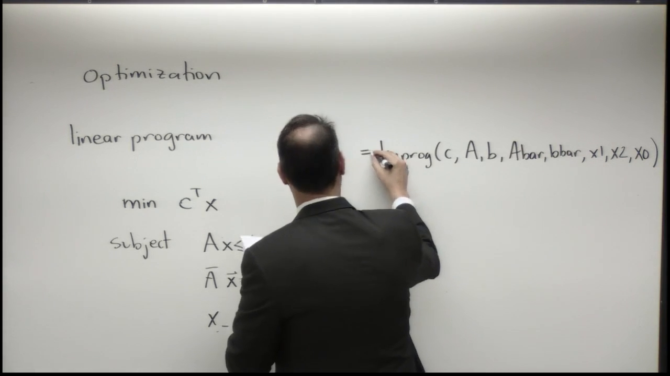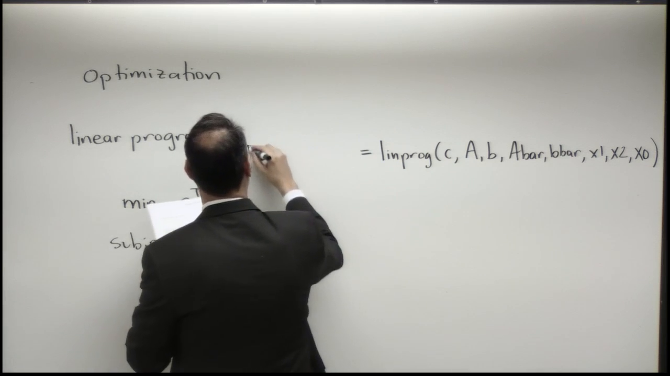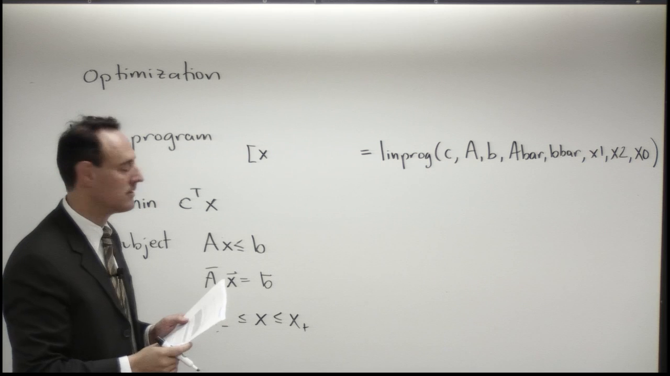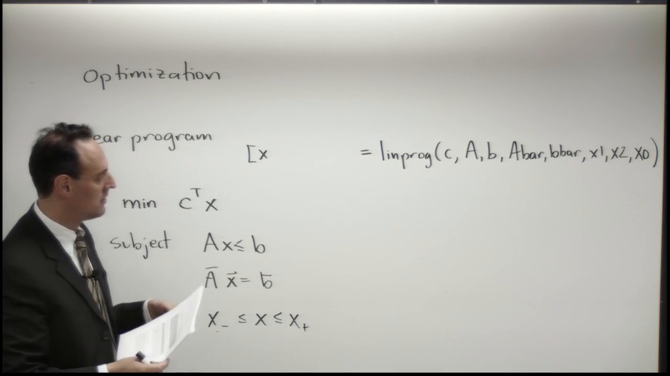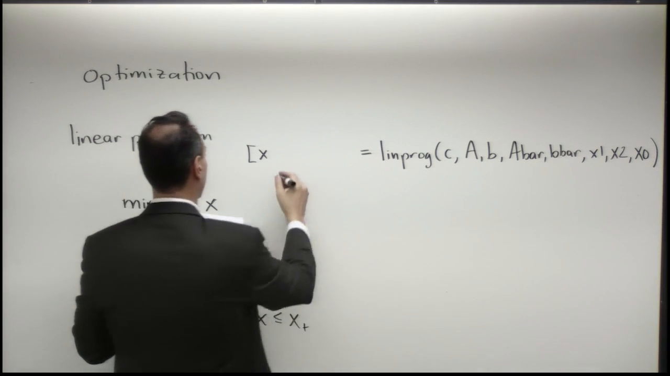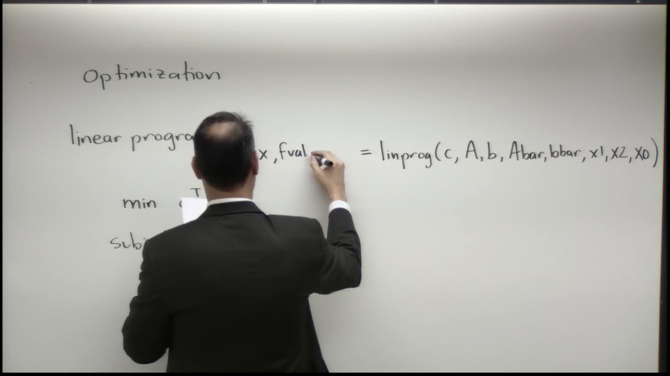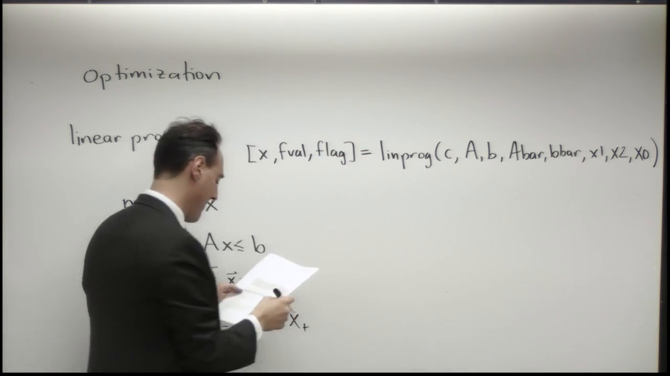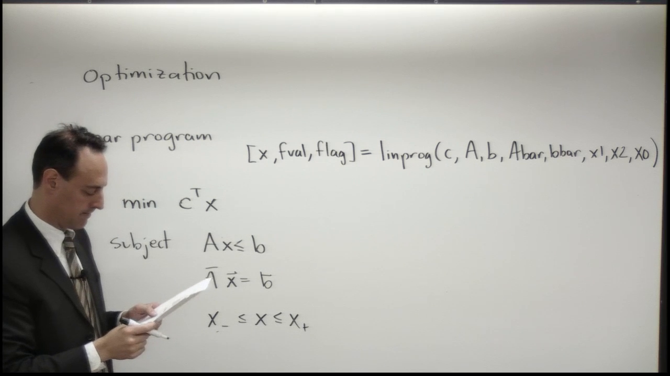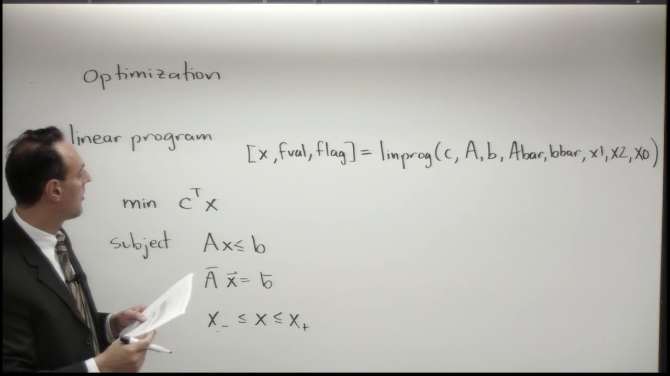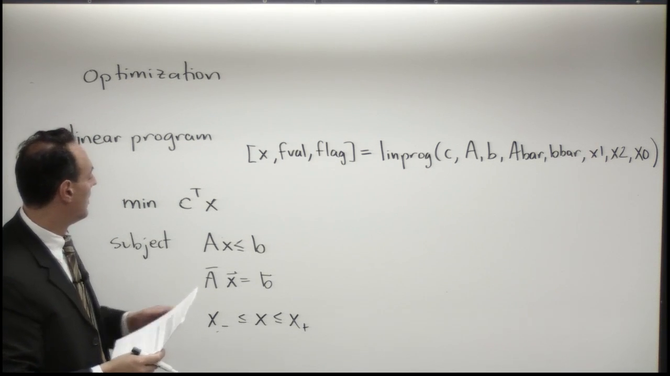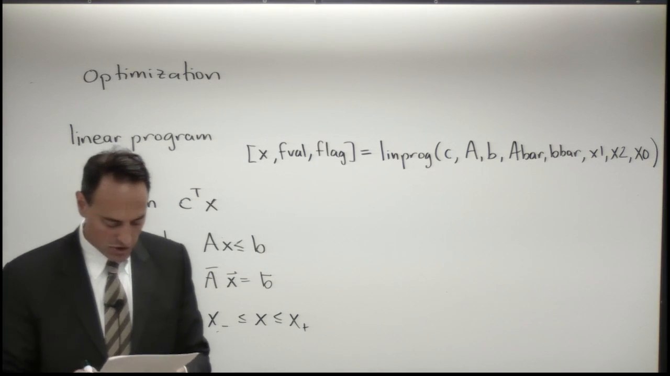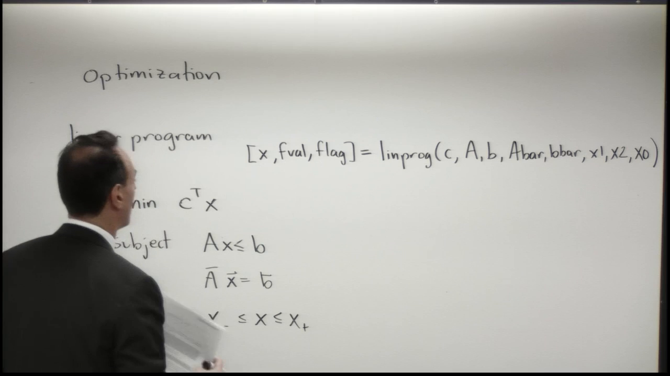What does it spit out? Your solution, x. It's going to go through and find things. It can also spit out some other things: fval and flag. The most important thing here is this flag. The flag that comes out tells you if you converged or not.